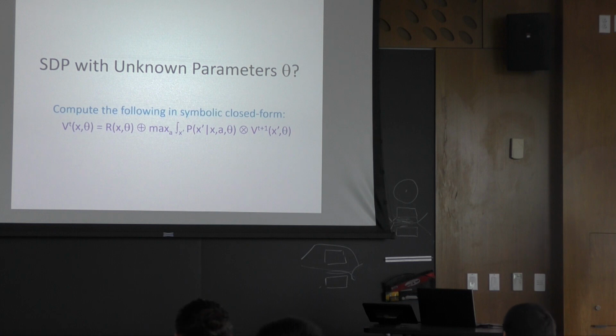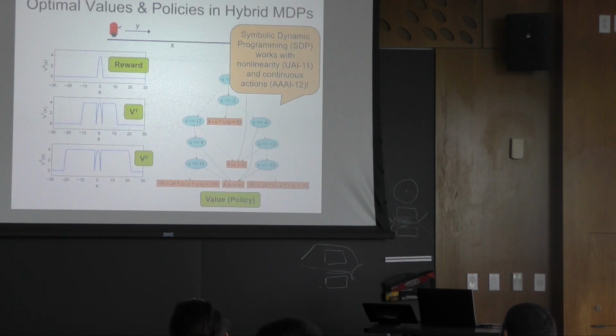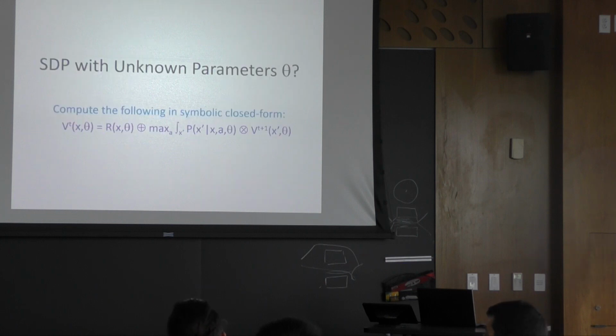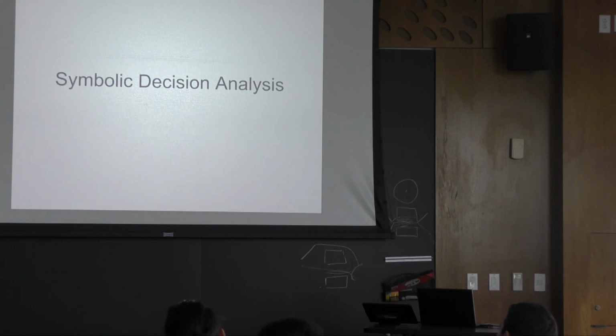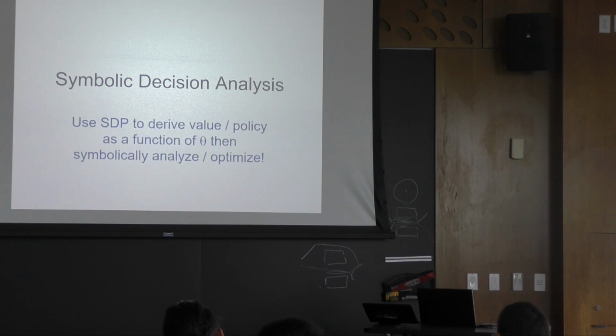Okay, so now we're doing decision analysis. We have these unknown parameters. What's the infection rate of my infection model? I should point out, this works for nonlinear problems. So now we have these unknown parameters theta, right? How does this affect SDP? Well, it really doesn't. The thetas don't change. I just derive all my functions as symbolic functions of theta, right? So nothing new here, but we can do it. We can solve for value and policy as a function of theta. That's what we do, and then the next step is to symbolically analyze it.